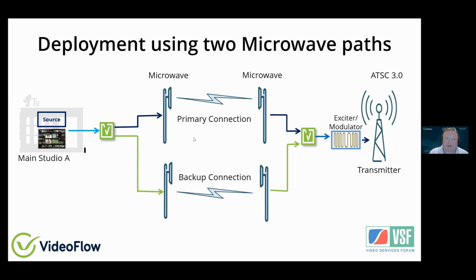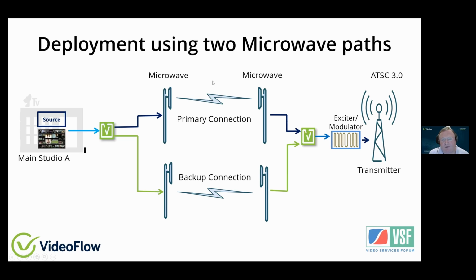So now let's see some deployments. We started with a microwave. We have a primary microwave. How about adding another one? Let's do what my predecessor spoke about, SMPTE 2022-7, seamless switching. We have an A path, a B path, and we seamlessly stitch that.